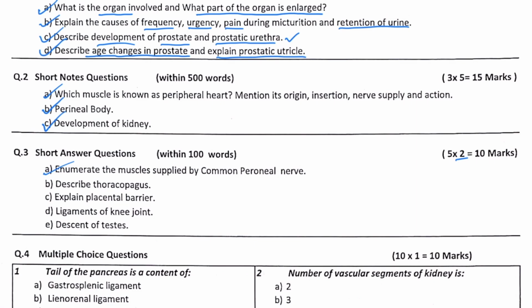Next question is describe thoracophagus. So thoracophagus is a type of conjoint twins which have their thorax united ventrally with a common thorax, communicating thorax, right? But because it's a 2 marks question, I believe at your level you need not describe thoracophagus that much, because the intention here is that you have to describe what type of twins are these.